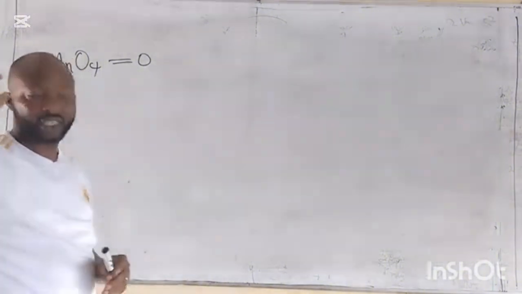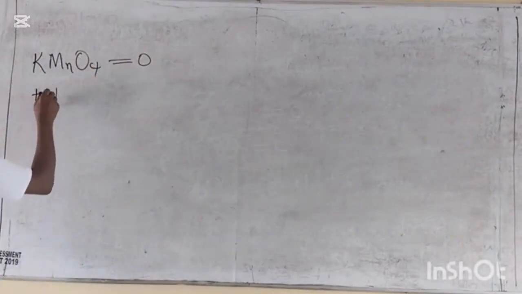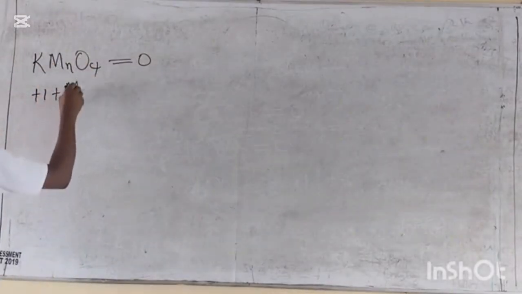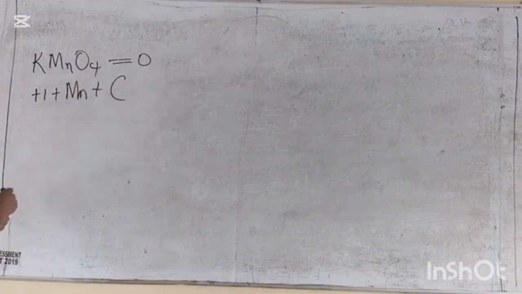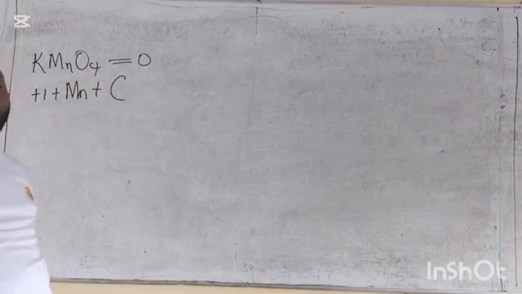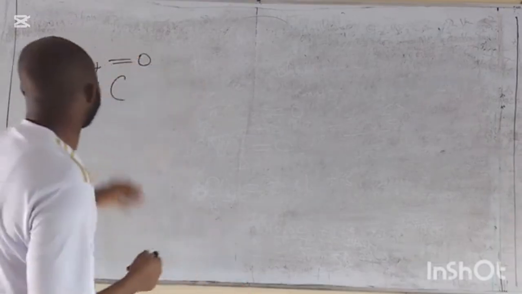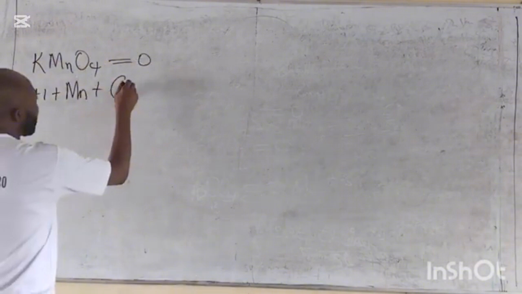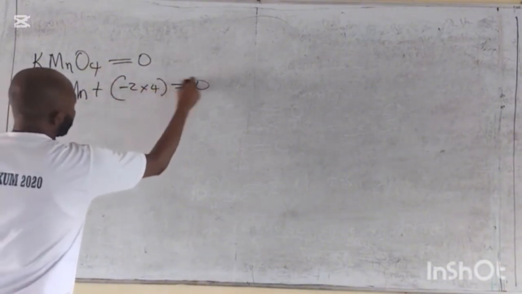The valence state is 1. So here, potassium becomes plus 1. Plus manganese is what we're looking for. So let's still write it down. Plus oxygen. We see the oxidation number of oxygen in most cases is minus 2, unless it is in peroxide, where it could be minus 1. So this is minus 2. So I have minus 2 times 4, and this is equal to 0.